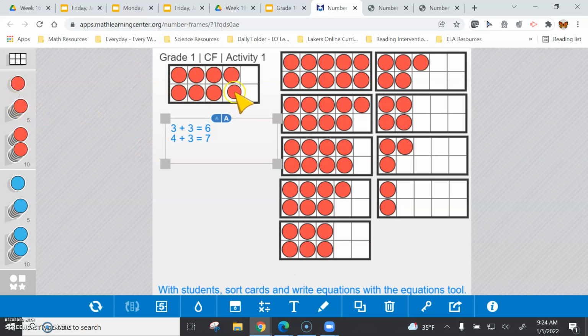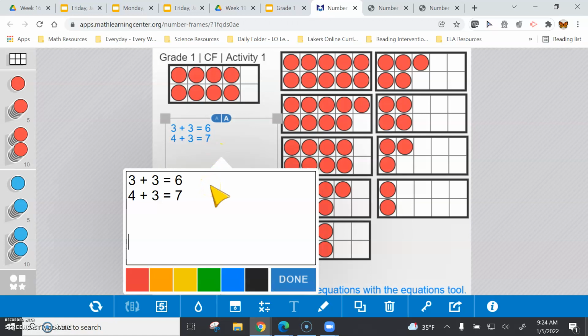What if I added another here? And now we have 8 altogether. That is 4 plus 4, which equals 8. And that's another double. What if I took that double and added 1 more? Now, instead of it being 4 plus 4, it is now 5 plus 4, which is a doubles, 4 plus 4, plus 1 more. What is 5 plus 4, class? 9. Good job.